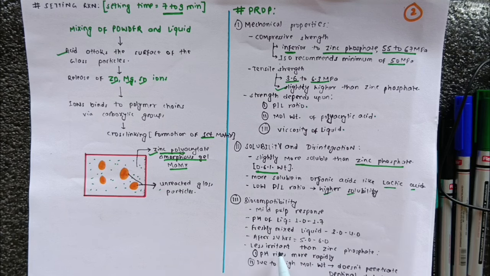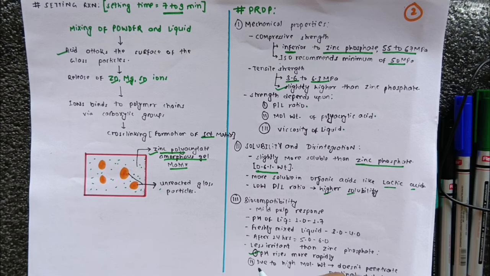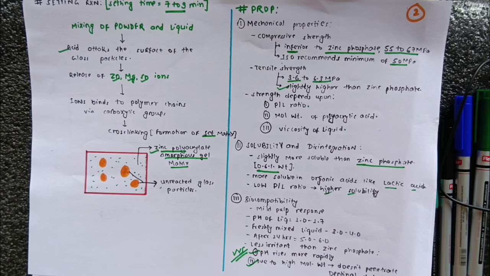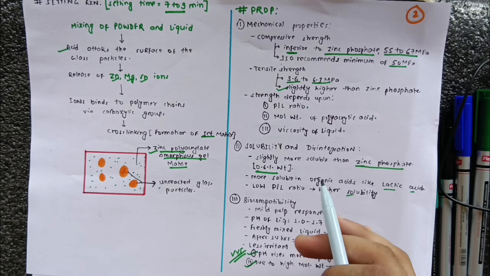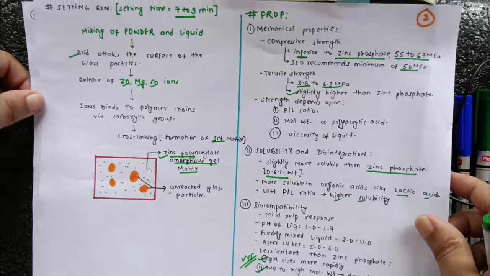So as I have written here, it is less irritant than the zinc phosphate because the pH rises more rapidly, and due to the high molecular weight, it doesn't penetrate the dentinal tubules. Both points are very important. I am repeating those points many times so you can remember this. They can ask you several times this question: why is zinc polycarboxylate more biocompatible than the zinc phosphate? Then you should tell those points.